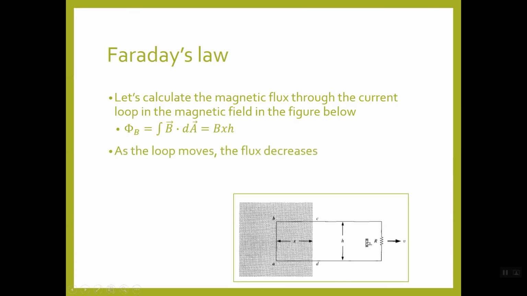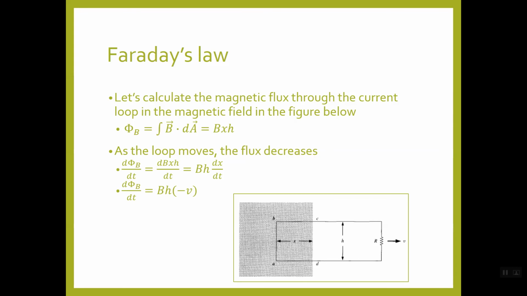And remember what we do, we move this loop to the right. As we move the loop, the flux is going to be decreasing. There's going to be less of the loop within the magnetic field. If we want to know the rate at which it decreases, d phi dt, we plug in what phi is, B x h. The B field is not changing, h is not changing, but this length of our loop, the part of the loop that's in the magnetic field, x, will be changing as we pull the loop to the right.